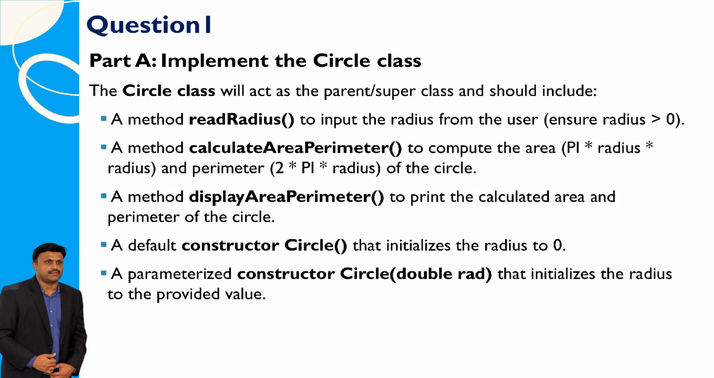Question 1 Part A involves implementing the Circle class, which serves as the parent class. It should include a method readRadius for inputting a positive radius from the user, a method calculateAreaPerimeter to compute the circle's area and perimeter, and a method displayAreaPerimeter to print these values. Additionally, the class should feature a default constructor Circle that sets the radius to 0, and a parameterized constructor Circle(double rad) that initializes the radius to a specified value.